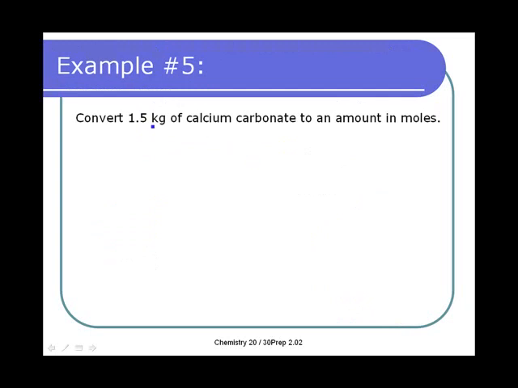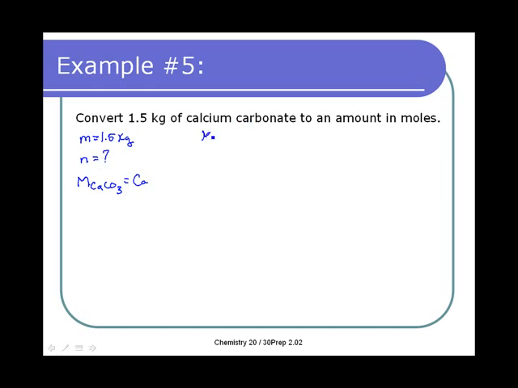So here we want to convert 1.5 kilograms of calcium carbonate, so we have a mass of calcium carbonate, to an amount in moles. So we're looking for N, and we can always find the molar mass. We're looking for the molar mass of calcium carbonate. Calcium carbonate is CaCO3. So we'll find the molar mass first.